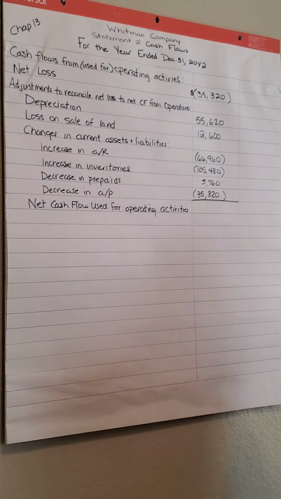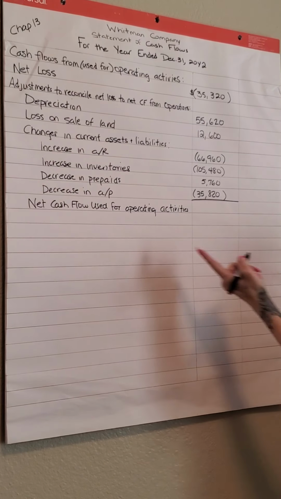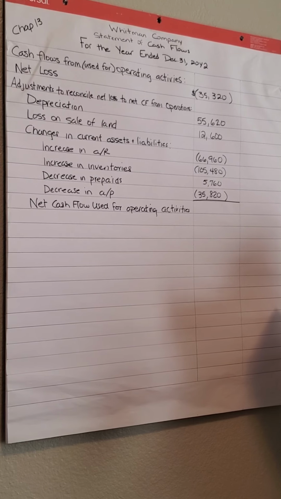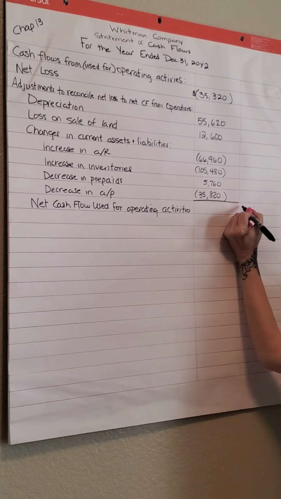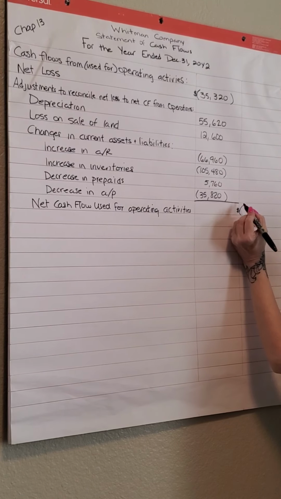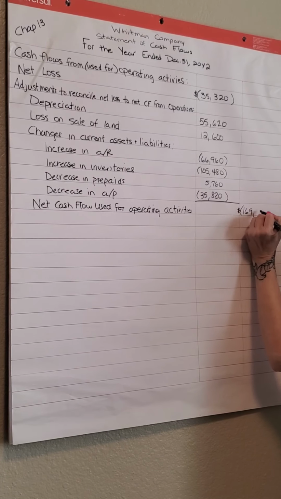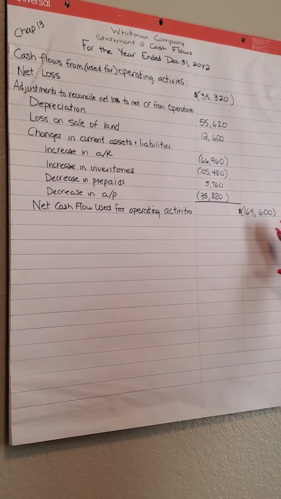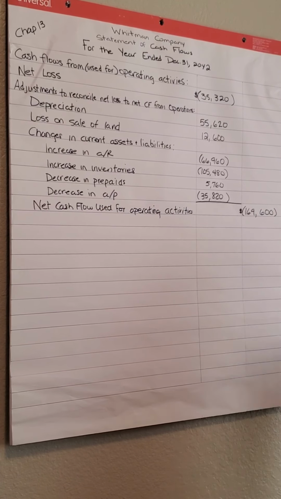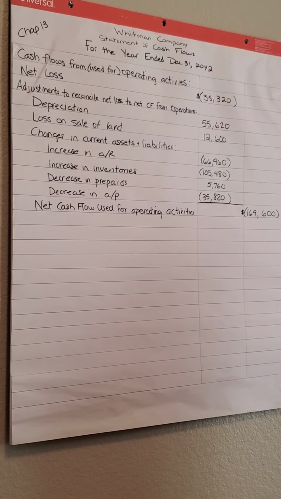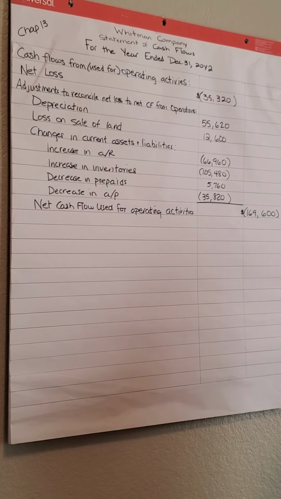And we're going to end up with a negative amount. So that's why it's cash flow used as opposed to cash flow from. So we end up with a negative amount here of $169,600. And it might not be appropriate for me to say that's a negative amount. It just means that we used more cash for operating activities than we earned from our operations.